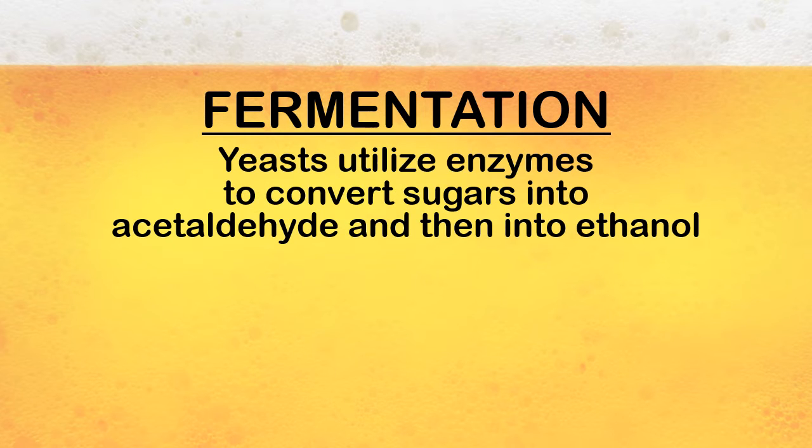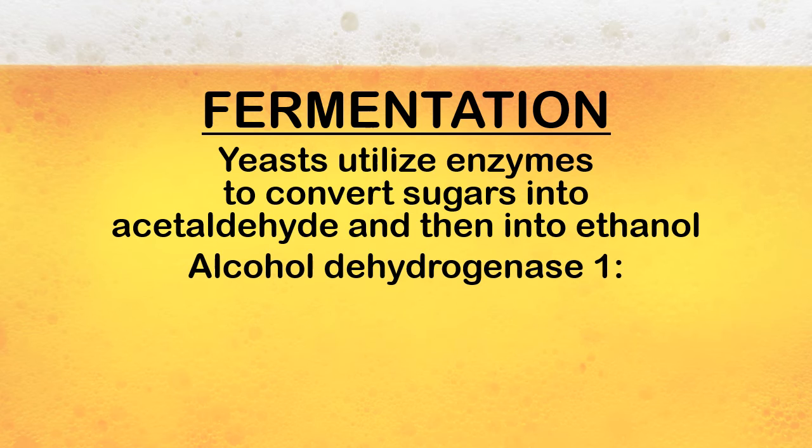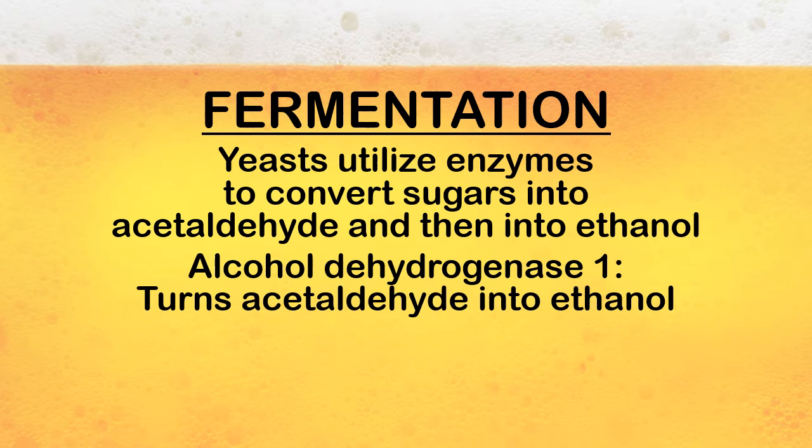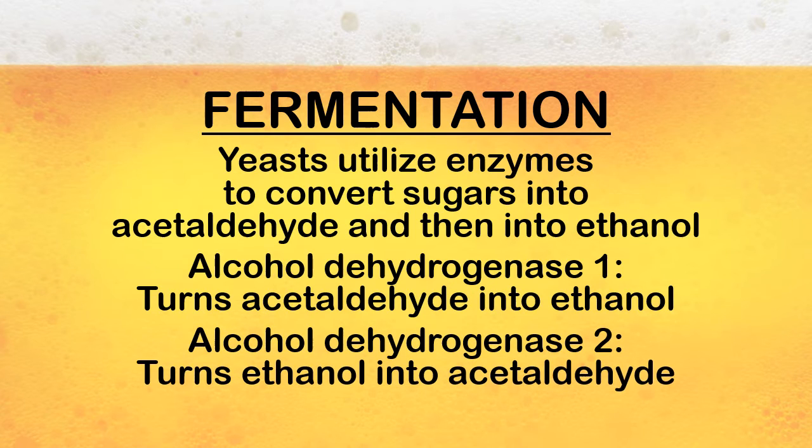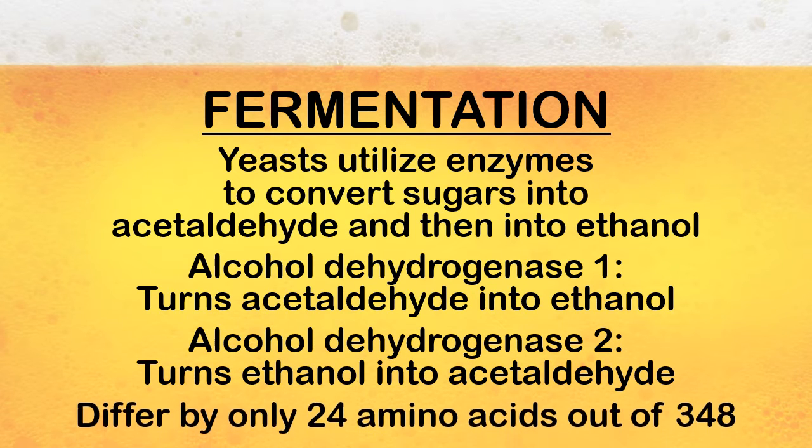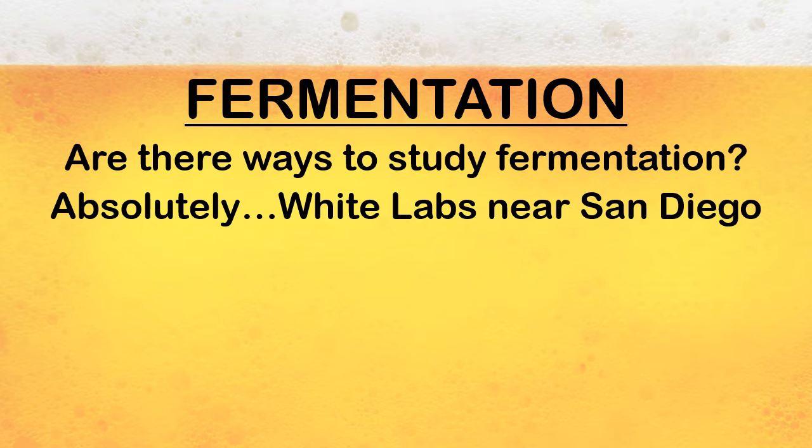The yeast utilize the enzymes in the grains to convert sugars into acetaldehyde and then into ethanol in a two-step process with a couple of different enzymes. One that actually turns acetaldehyde into ethanol, and a second that does the reverse. So there's a little bit of a competition going on. And those two enzymes, alcohol dehydrogenase 1 and 2, are almost exactly the same. Less than 10% of the amino acid sequence is different. So it doesn't take very much to go back and forth between those two.